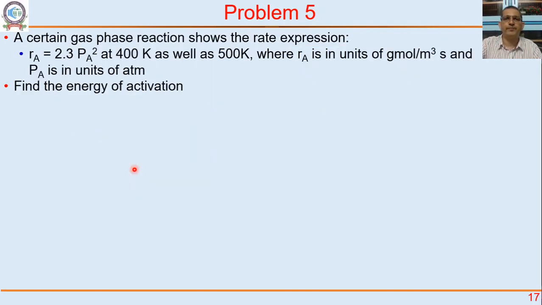Do this for yourself. Certain gas phase reaction shows the rate expression Ra is 2.3 Pa square at 400 Kelvin as well as 500 Kelvin. Ra is in units of gram mole per meter cube per second and Pa is in units of atmosphere. Find the energy of activation. You might be tempted to say pause the video, do it for yourself. You might be tempted to say that rate does not change with respect to temperature. Energy of activation is 0. Aha, be careful. Okay, do this for yourself.